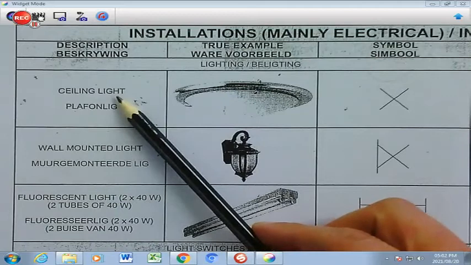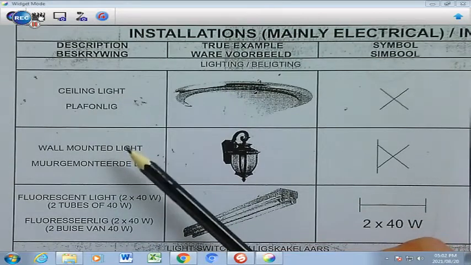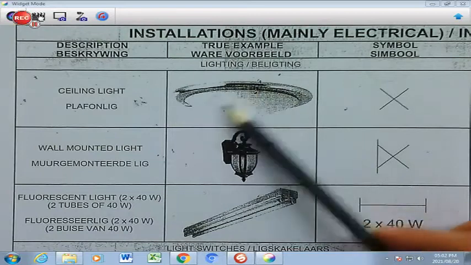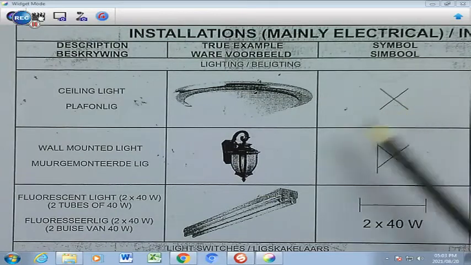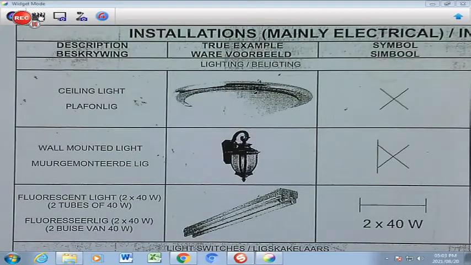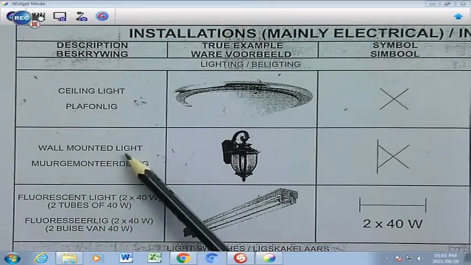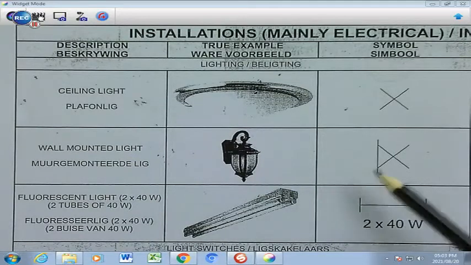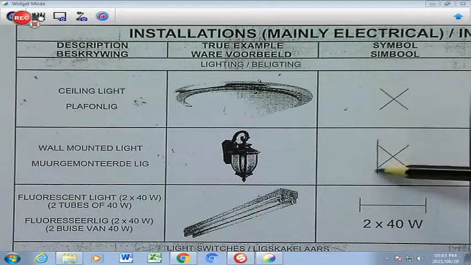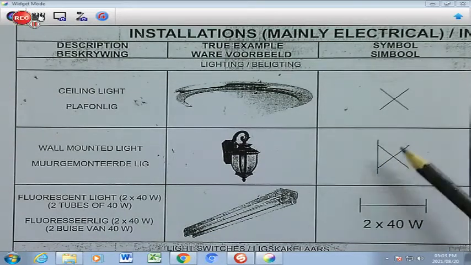So our first component is a ceiling light, which you will find basically in your room, and that is basically an example of it. And that symbol by means of a cross is the standard symbol for a ceiling light. Then we have a wall mounted light, which is basically outside of your house, mounted to the wall as it states, and that has an additional line to that side, or it could be this side or that side. So in fact it could have a line any side, which basically indicates that it's wall mounted.